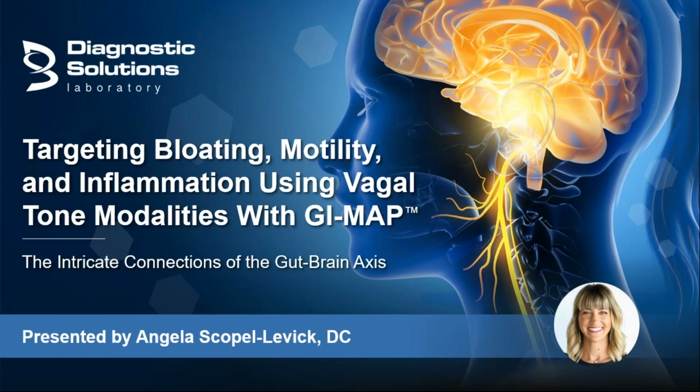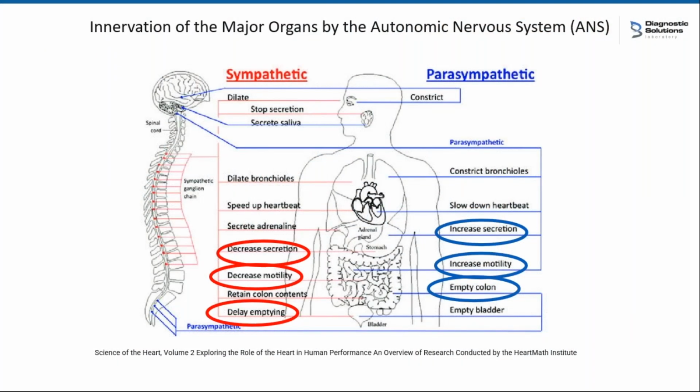We're going to talk about targeting bloating, motility, and inflammation using vagal tone modalities with the GI map. So we're going to start with just a little bit of background information. Most of you guys are aware of the autonomic nervous system, but it's always good to recap as it's kind of the foundation of today's webinar.